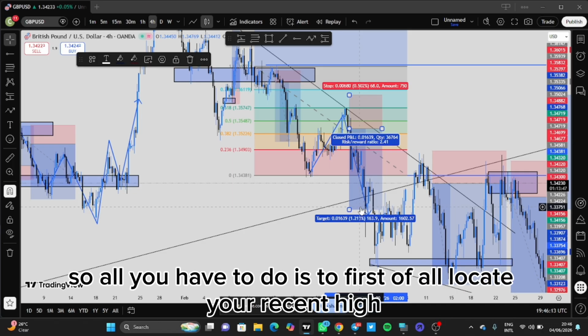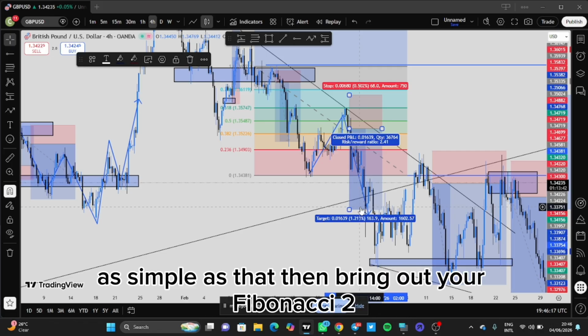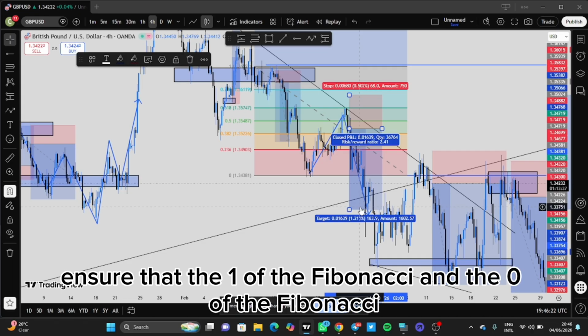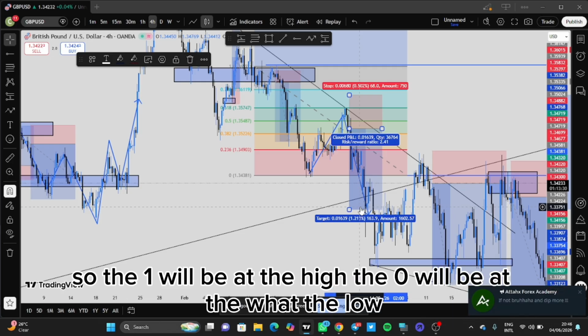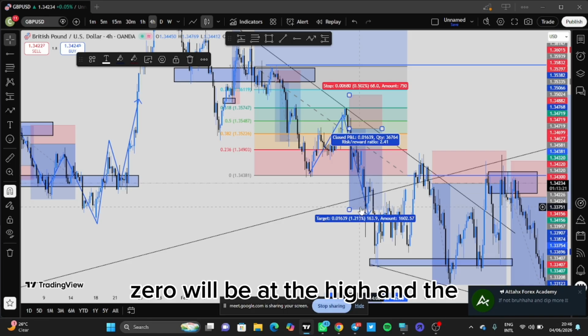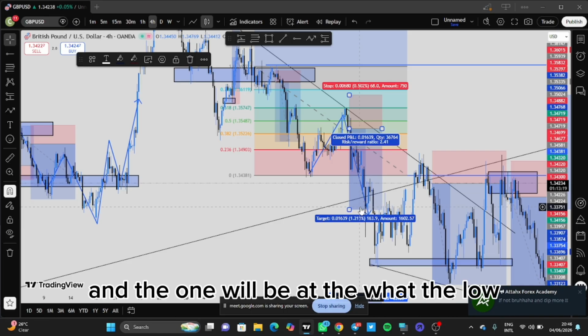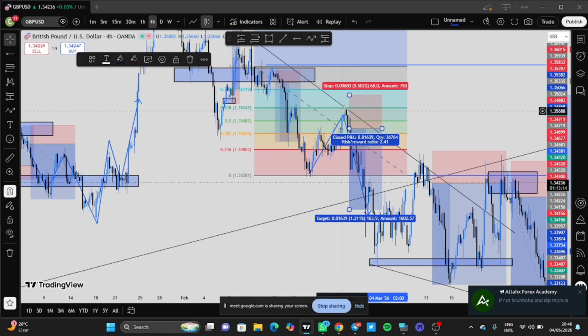So all you have to do is to first of all locate your recent high, locate your recent low, as simple as that. Then bring that to Fibonacci to ensure that the one of the Fibonacci and the zero of the Fibonacci are at your recent high and recent low. So the one will be at the high, the zero will be at the low. For a sell opportunity, for a buy opportunity, the zero will be at the high and the one will be at the low.